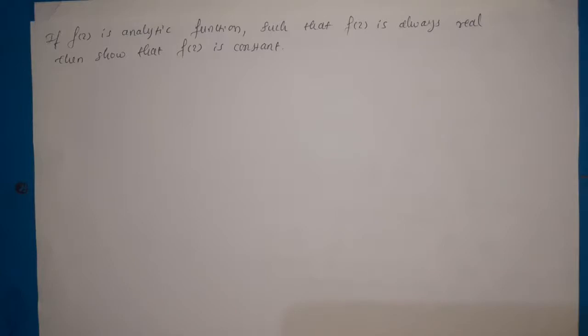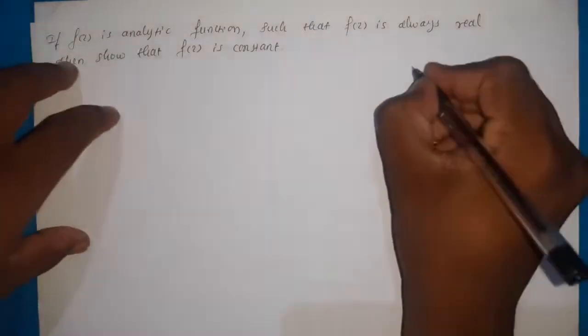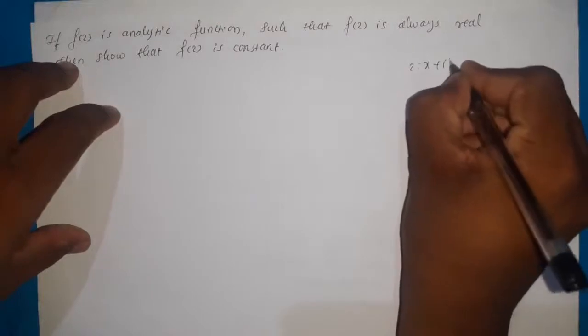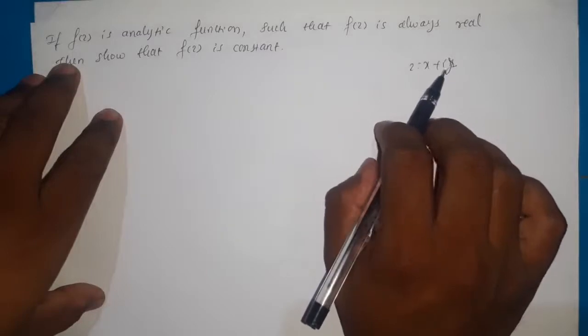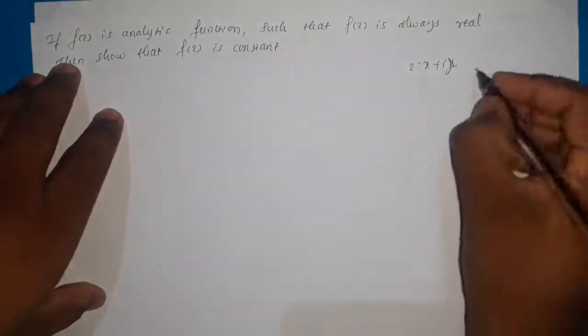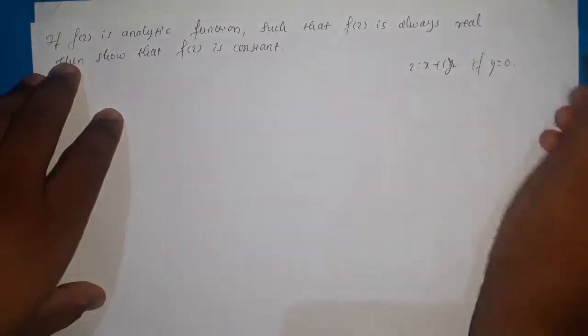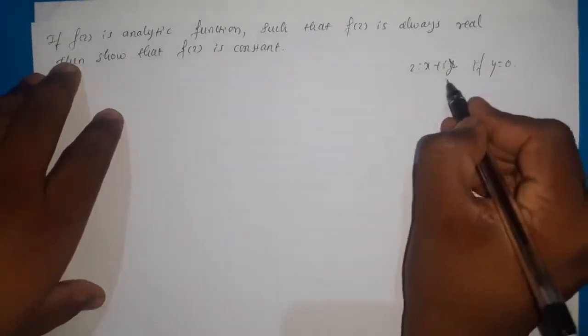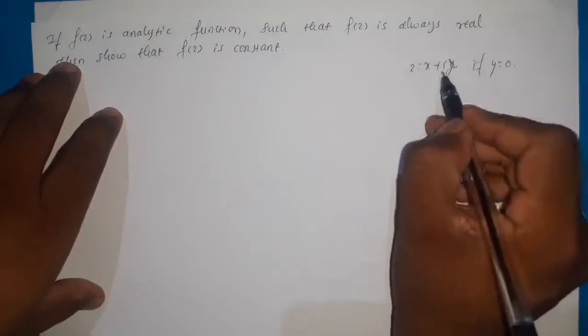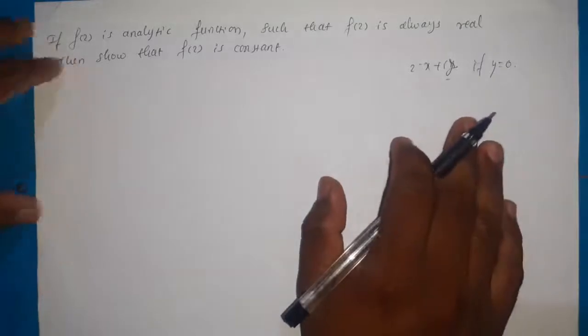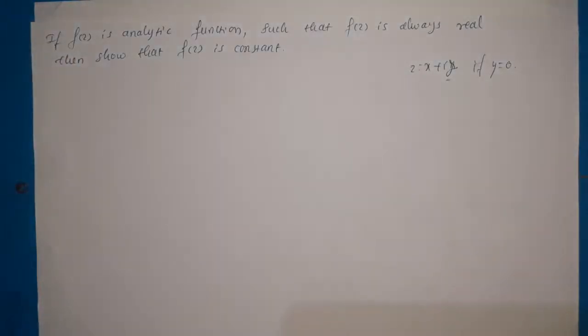So f of z is real means its imaginary part is equal to 0, because a complex number z equal to x plus iy is real if y is equal to 0. If the imaginary part of the complex number is equal to 0, then the complex number is purely real. So now here it is given that f of z is real.